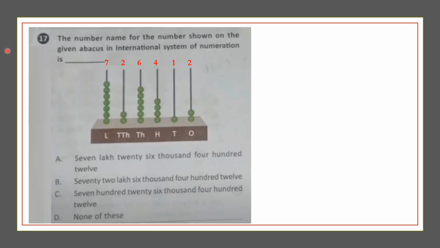Question number 17. The number name for the number shown on the given abacus in the International System of Numeration is... So it is 7,26,412. So our answer is option A.